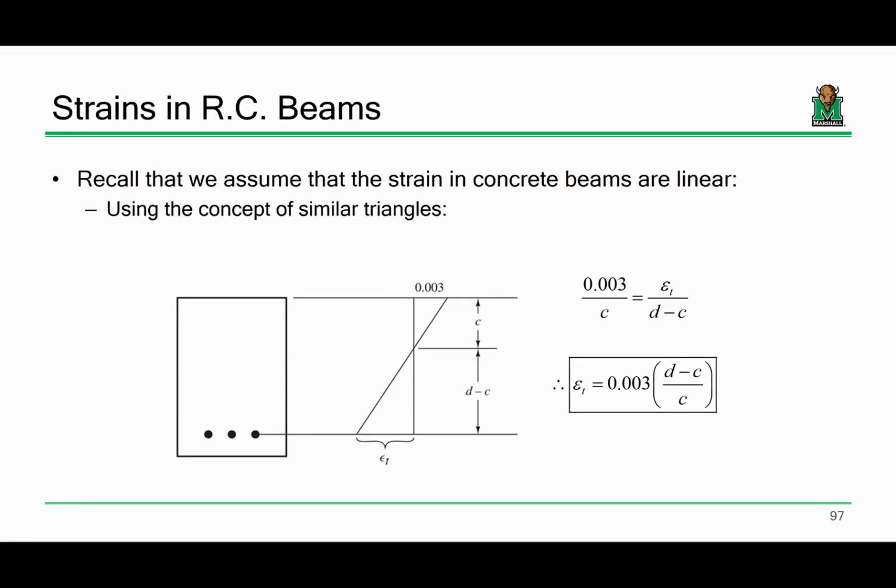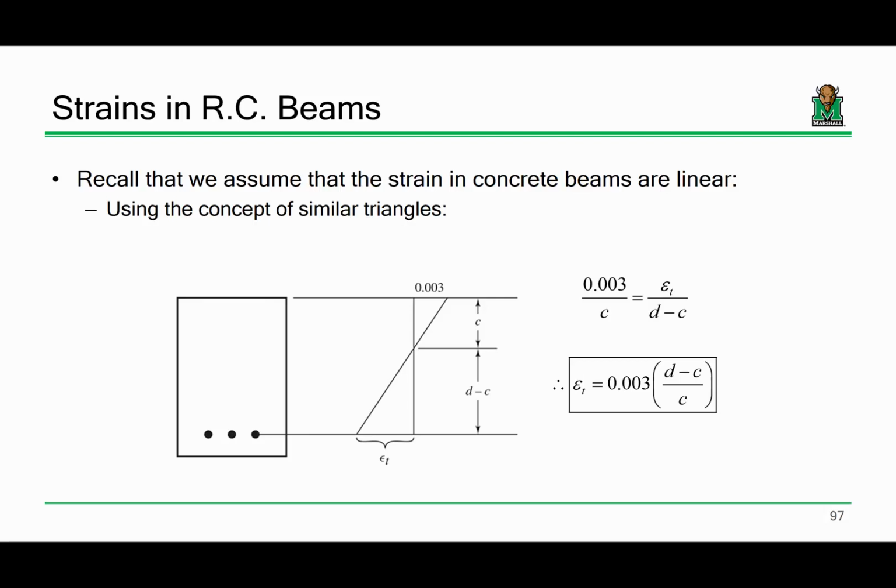All right. Now, let's go back to this. Remember, this is our strain profile. Our strains are 0 at the neutral axis, and they vary linearly away from that. At the very top of the beam, the region in compression, we have a strain value of 0.003. If you recognize that, you could use similar triangles to figure out what the strain is here, because 0.003 is to C as whatever this value is to D minus C. Make sense? So I could use that relationship to determine the strain in the tensile steel.